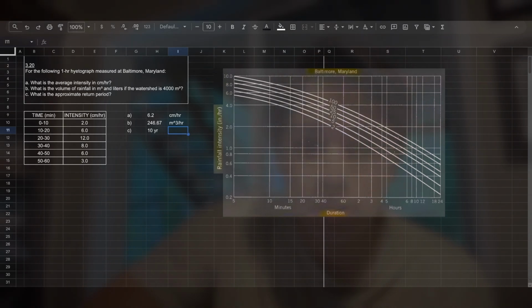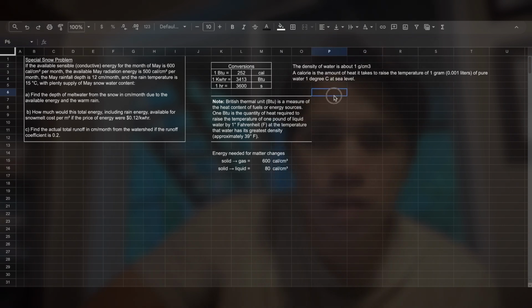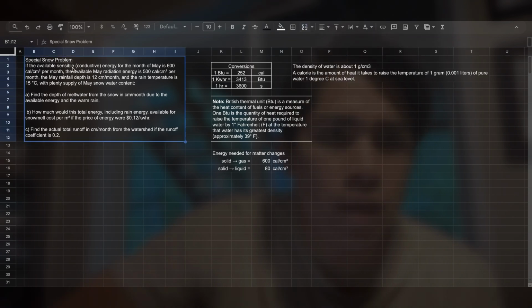Now for the last problem, we're going to use some concepts of snow melting. So let's get started. We are given that if the available sensible conductive energy for the month of May is 600 calories per square centimeter per month, the available May radiation energy is 500 calories per square centimeter per month, and the rainfall depth is 12 centimeters per month, and the rain temperature is 15 degrees Celsius with plenty of supply of May snow water content. We need to solve all this for these three questions.